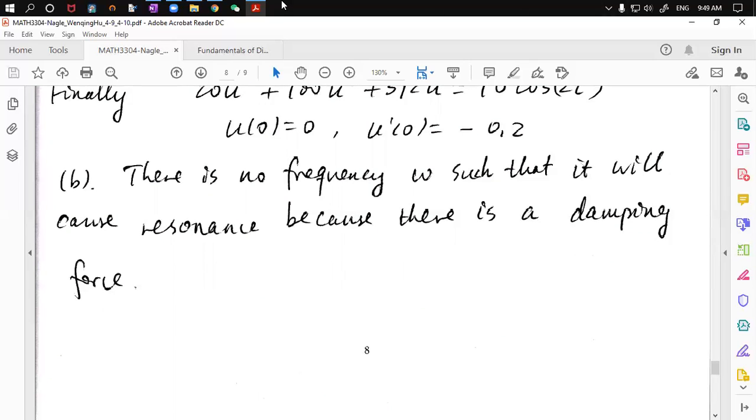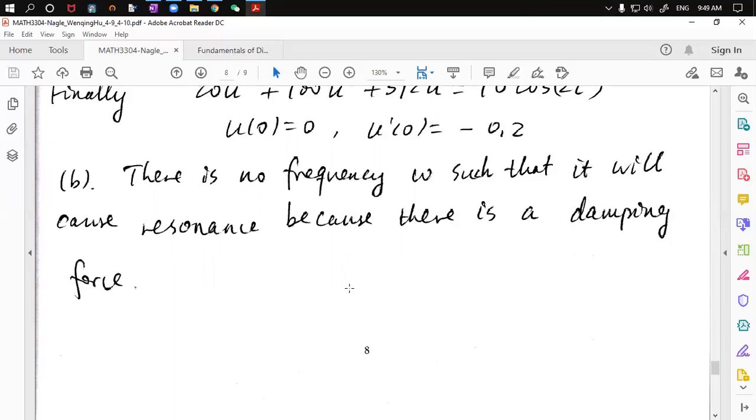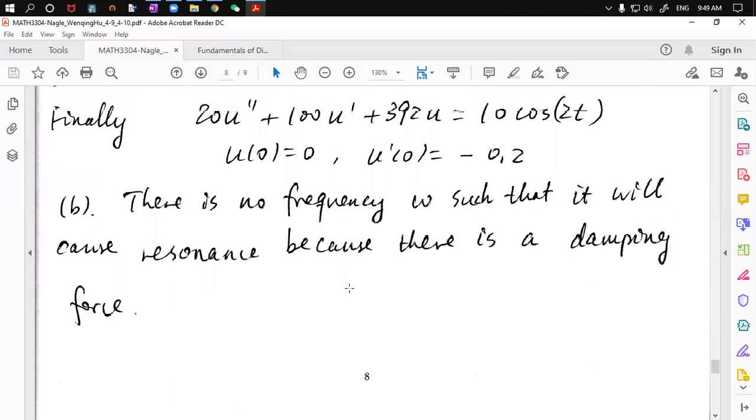So remember that resonance happens under 2 scenarios. The first scenario is that the damping is small. The second scenario is that the external frequency is equal to the natural frequency. Then you're going to have resonance. But if the damping is huge, then you do not even have the preliminary assumptions, and there's nothing to talk about regarding frequency and resonances. Is that good for everybody?